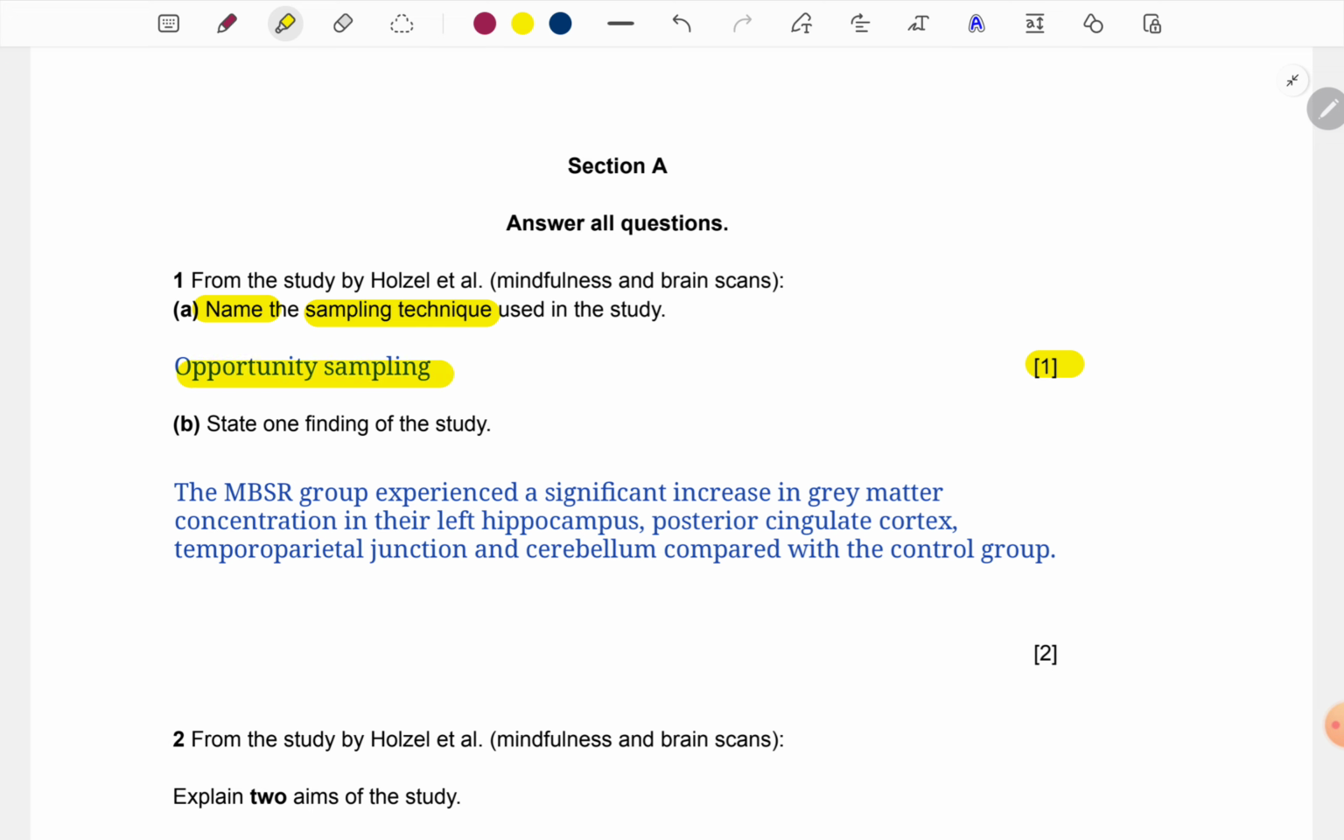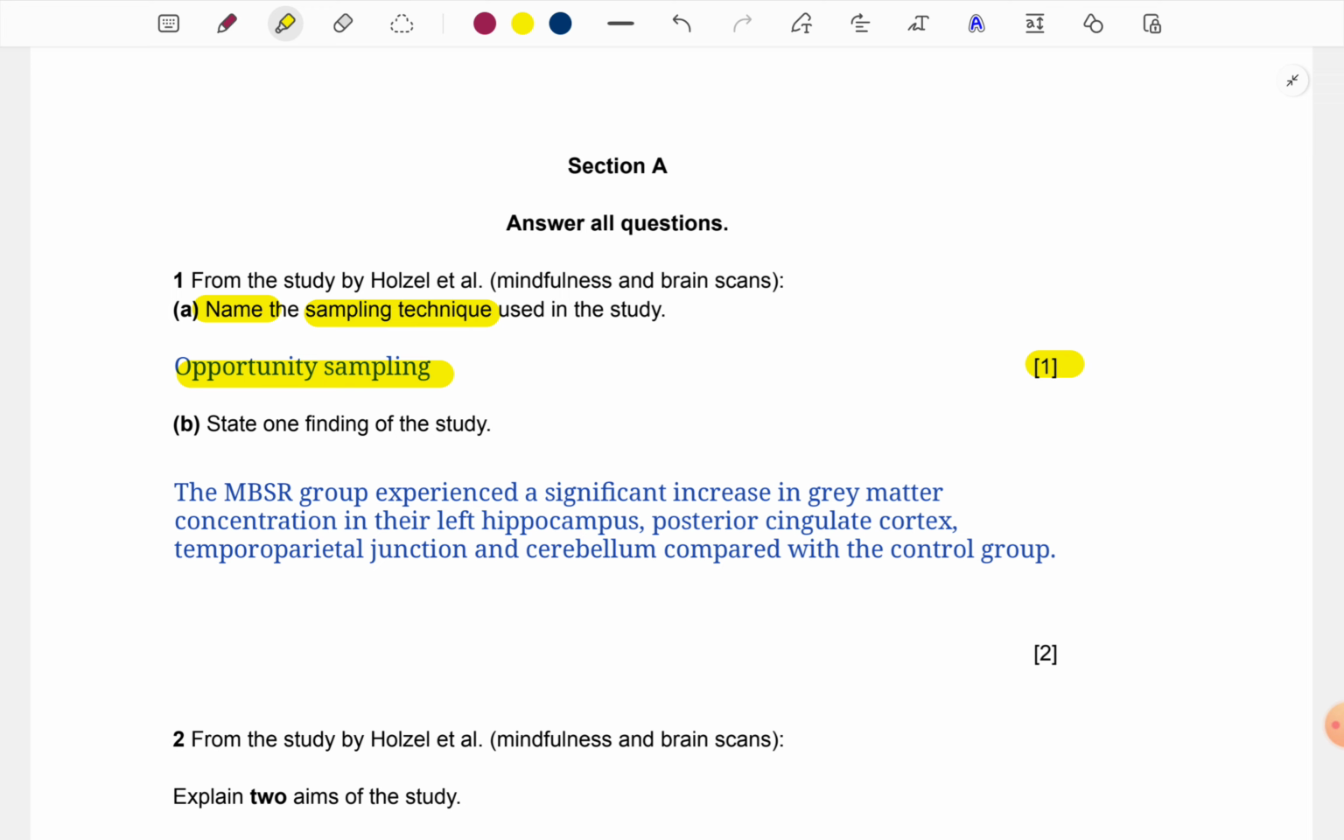For your knowledge, opportunity sampling we say because they took participants who were already enrolled into the MBSR program. So when researchers select a sample that's easily available, like they wanted to see the effects of MBSR and these are the very people who are enrolled into it, it is most convenient for the researchers. That is why we say it is opportunity.